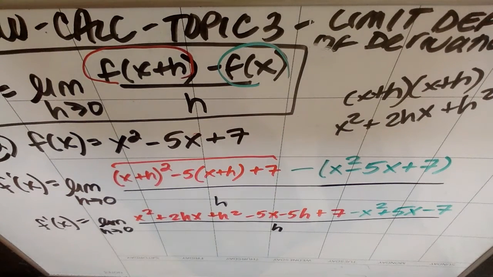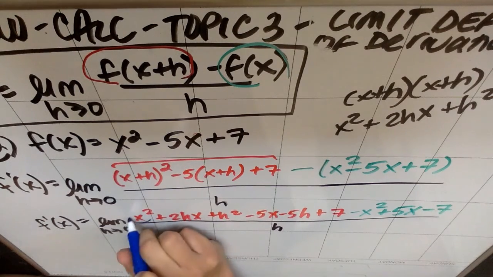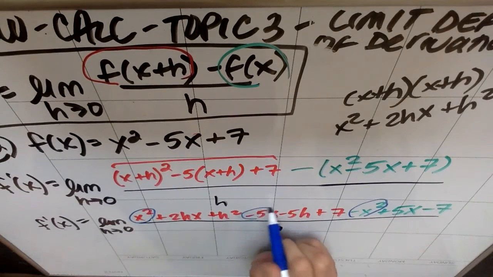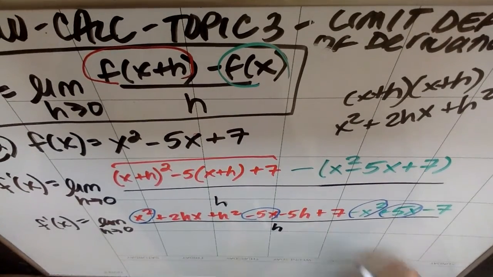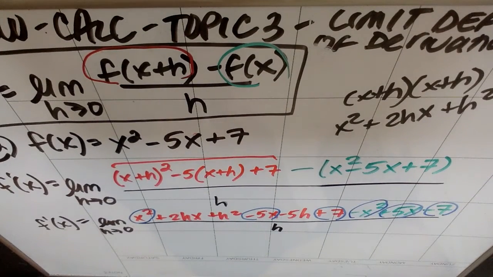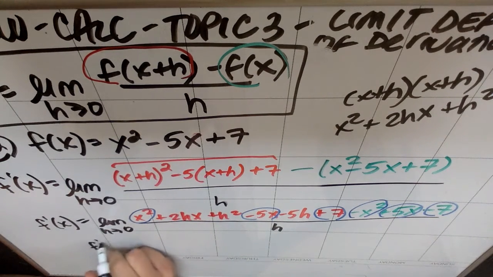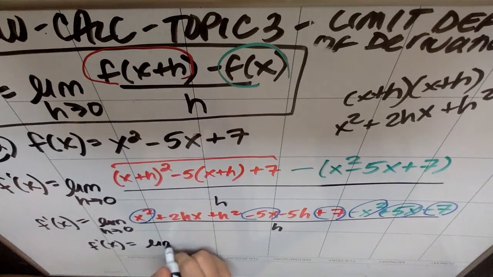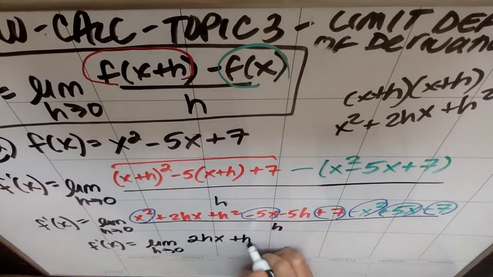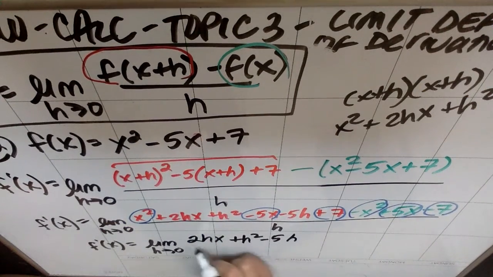So now the same cool convenient thing is going to happen where anybody that doesn't have an h is magically going to sum to 0. I have an x squared and a negative x squared. I have a negative 5x and a positive 5x. I have a positive 7 and a negative 7. All of those are the things that don't have h's, and they all magically sum to 0. So what I end up with is that my f prime of x is the limit as h approaches 0 of 2hx plus h squared minus 5h all over an h.